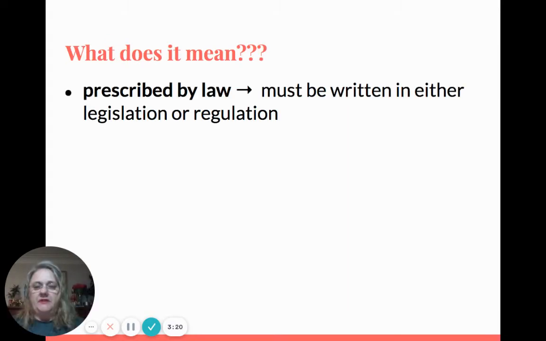So let's break down the language. What does it mean, prescribed by law? Let's remember, the Charter doesn't protect you from other individuals. It only protects you from the government. So if the government has prescribed or passed a law or a regulation, and that law or regulation violates the Charter, then you're going to invoke this.